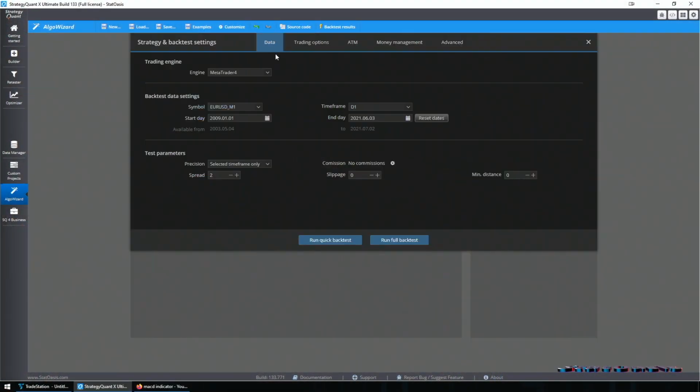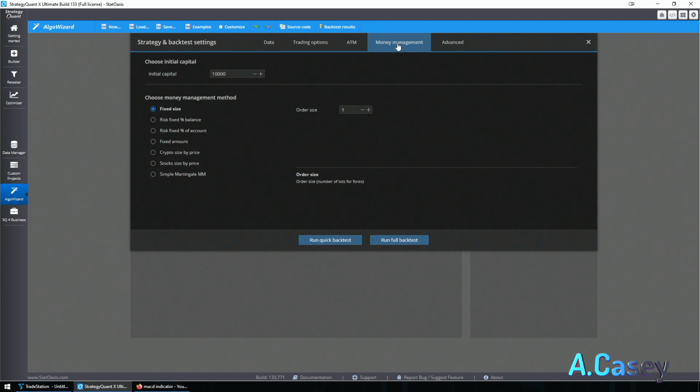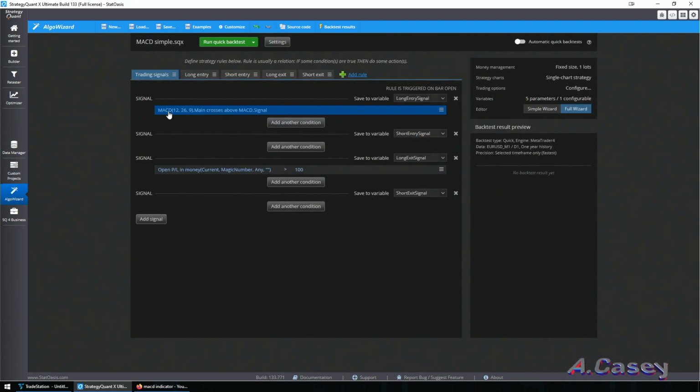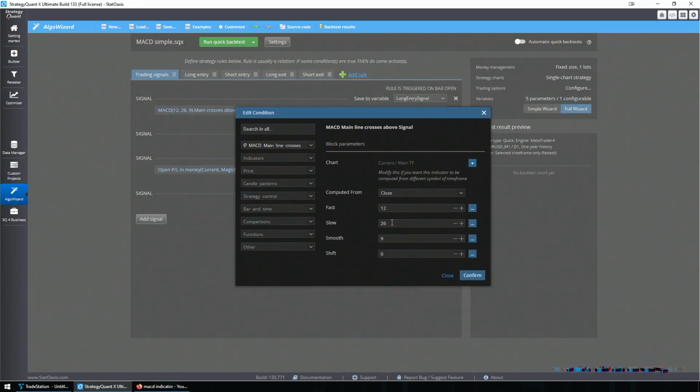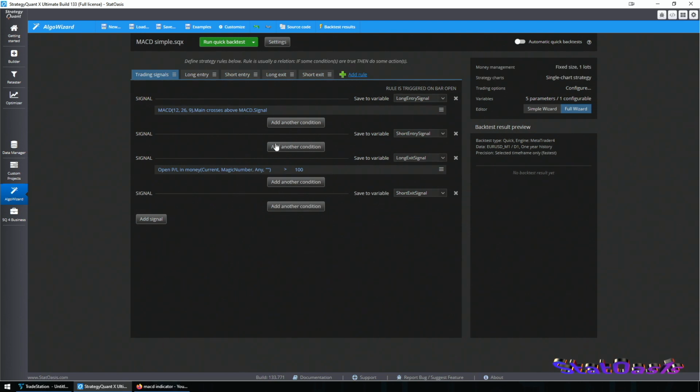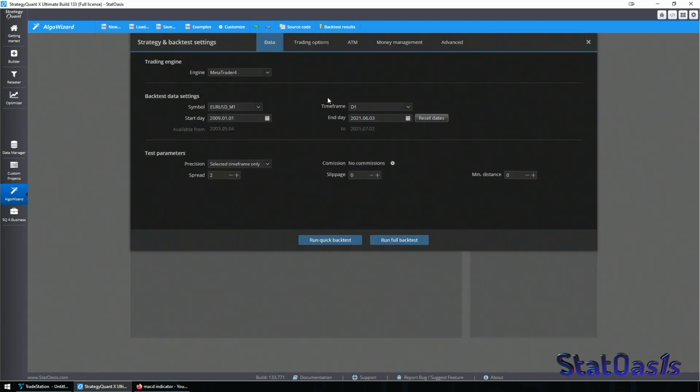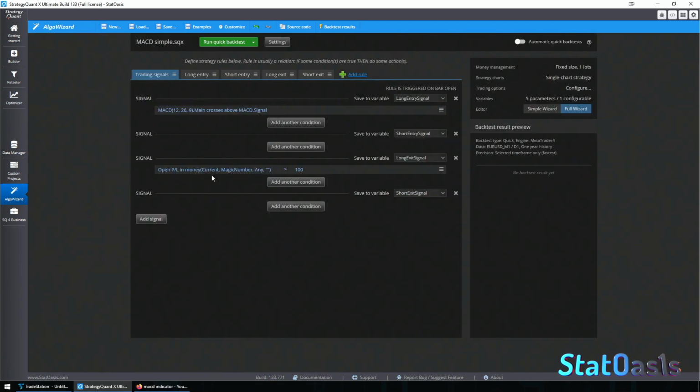Okay, so now we are back. MetaTrader, EURUSD. I just changed the time to daily. That's it. Money management one. Same setting for MACD, 12, 26, 9. And now I'm trading on the daily time frame. So if my open PL is more than $100, I will exit. That's it.